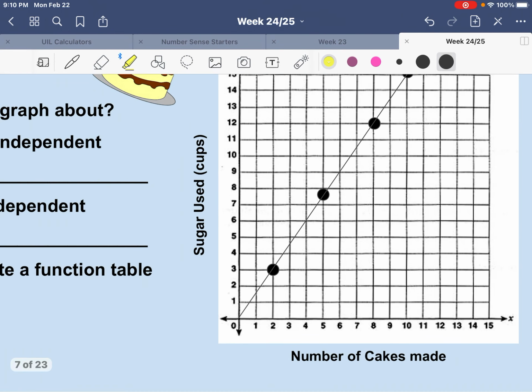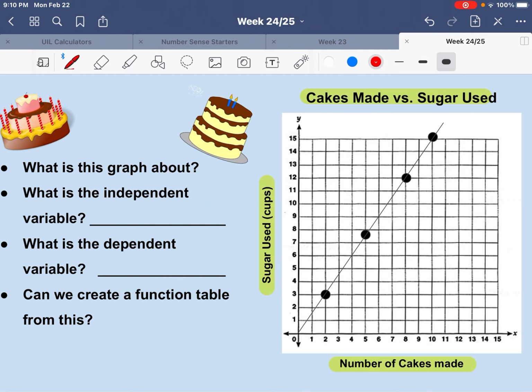And if you look down here on the x-axis, the horizontal axis, it says number of cakes made. And then on the y-axis, the vertical axis, it says sugar used in cups. So let's compare here and see what's happening if you make 0 cakes. Of course you'll use 0 sugar. And if you make 1 cake, it looks like maybe 1.5 cups of sugar.